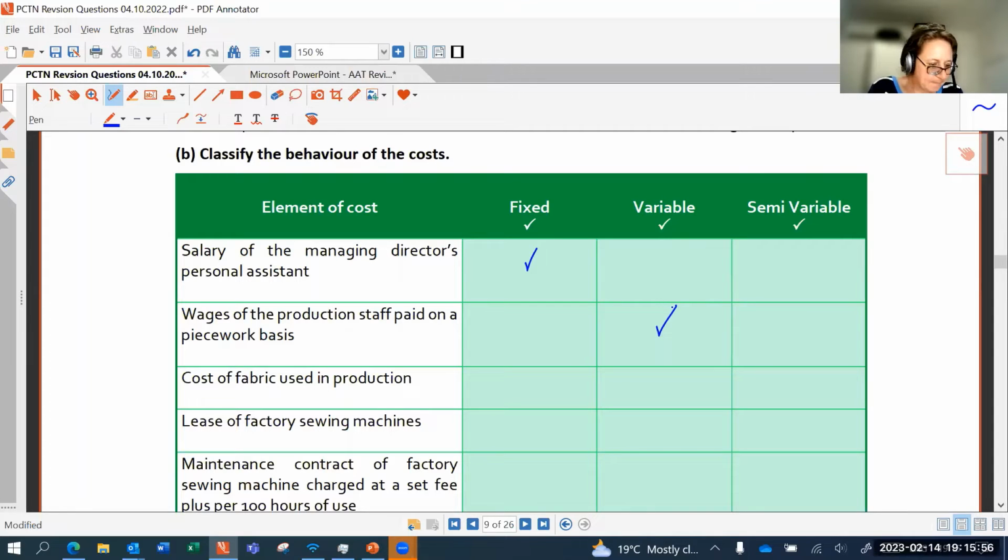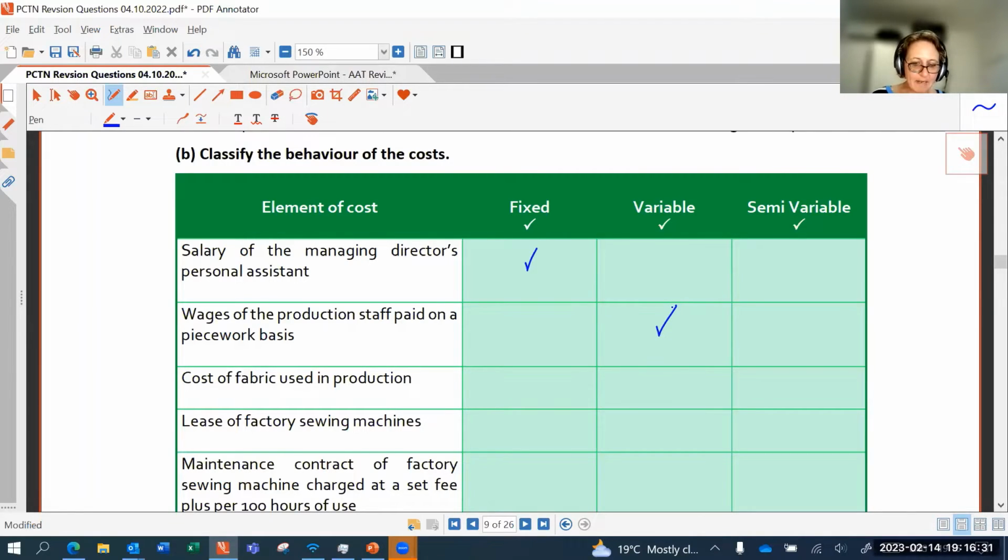Excellent. What about the fabric that I use in the production? Absolutely, Charlie. Charlie's just asking, are we assuming that there's no sort of minimum wage going on? Yes, because it's not mentioned. I'm assuming we're not breached any minimum wage regulations here, and they are literally paid on a piecework basis. I never assume anything beyond what the question tells me, but very good question, Charlie. So we're assuming just the piecework there. No problem.